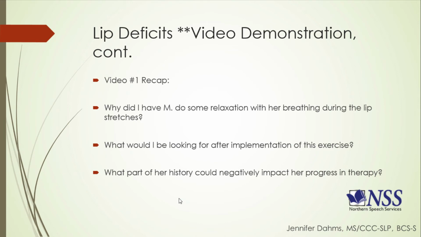And then we also have to keep in mind what part of her history that we discussed earlier could negatively impact her progress in therapy. Some of her diagnoses could have an impact with how far she's going to go with having functional lip closure. Her diagnosis of cerebral palsy obviously dings to us that we could have internal tightness just related to that diagnosis with neurological impairment. Her history of asthma, we already have a situation where she has some breathing difficulties, so maybe she's been forced to breathe through her mouth in order to get enough oxygen in. And she also has a diagnosis of obstructive sleep apnea. And even though she has had a tonsillectomy and adenoidectomy, she is so much in the habit of mouth breathing that it's been difficult to overcome.